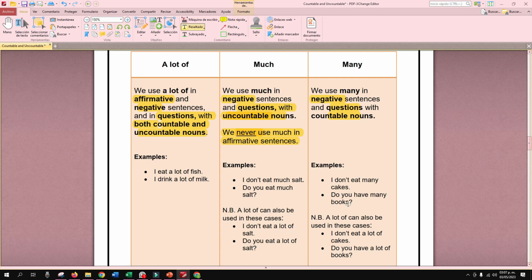A lot of can also be used in these cases, right? I don't eat a lot of cakes. Or, do you have a lot of books? Maybe you can use that, right? If you talk about cakes, like the whole cake, right? But if you say, I want a piece of cake, that's different. One, two pieces, right? But if you talk about the whole cake, you can also say, give me a cake, right? So, a lot of, much and many. Don't forget this rule, guys.